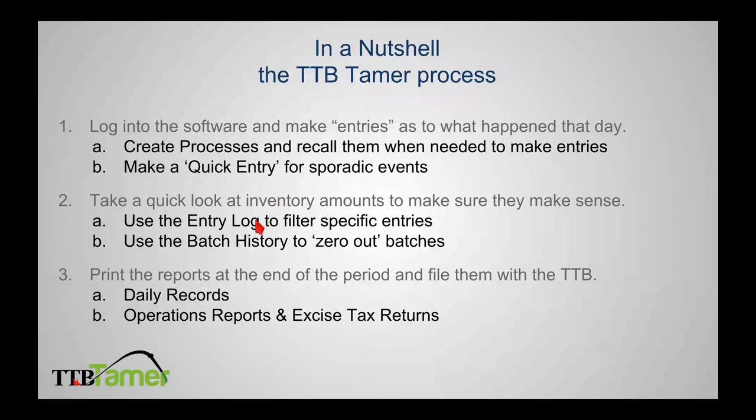And then, number two, you would take a look at the inventory that's being calculated. Use the entry log to filter specific entries if you want to look at something specific, and use the batch history to zero out your batches. Again, as beer is created, goes through your brewery and sold, all of your batch inventories should end up being zero. And then when you need a report, you print the report. Just click the print button. You can do that for daily records and your operations reports and excise tax returns. So yeah, really simple.